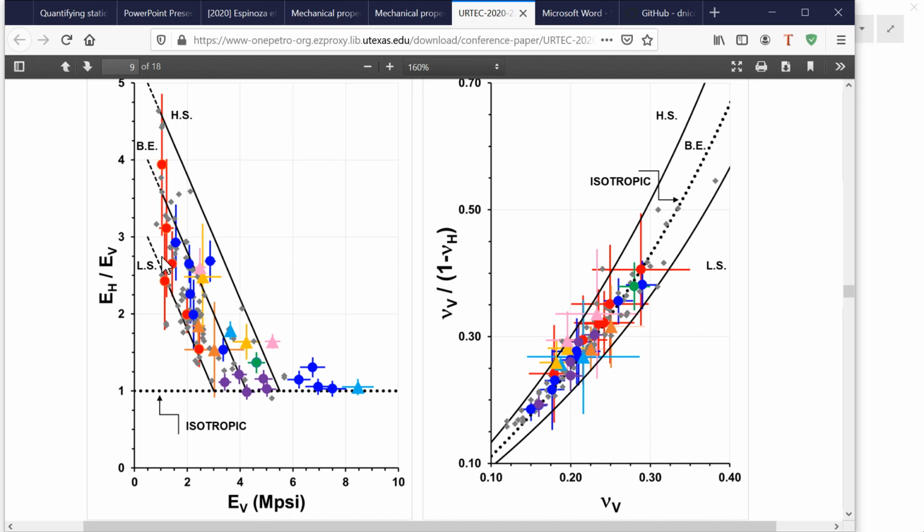And as we're going to see later, this is linked to the presence of layers of soft rock in the horizontal direction. And as the vertical Young modulus increases, and that's usually due to an increasing fraction of carbonates and quartz, the anisotropy decreases.